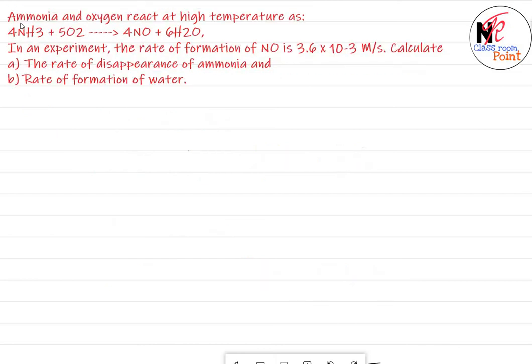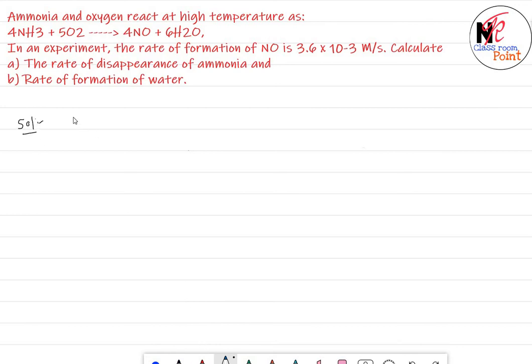The next question given is: ammonia and oxygen react at high temperature. The reaction is 4 NH3 + 5 O2 gives 4 NO + 6 H2O. In an experiment, the rate of formation of NO is 3.6 × 10^-3 molarity per second. Calculate the rate of disappearance of ammonia and the rate of formation of water. So now let's write down the rate of reaction equation so that we can get a clear picture.